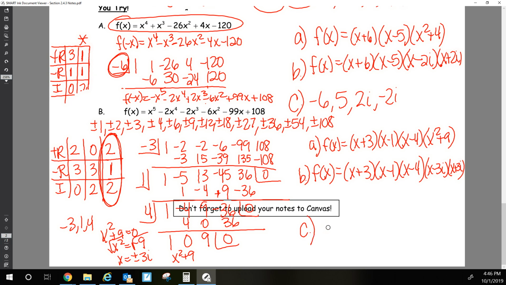And then what are the zeros? Negative 3, 1, 4, positive 3i, and negative 3i.